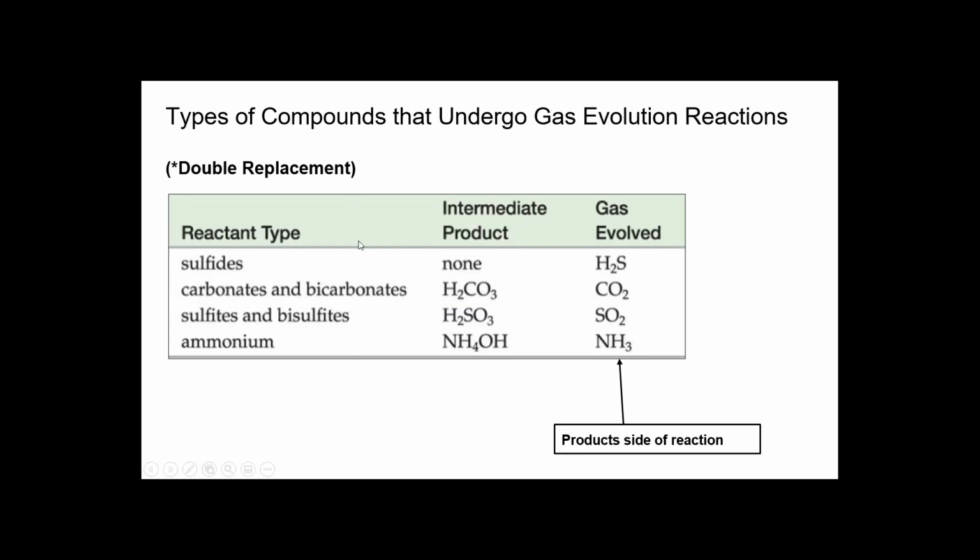All right, and here's a list. I took this from another book so you can see if you have, this is an intermediate. I put this on the other page. This is what you're going to have. This is on the product side. This is what's being produced from this reaction.